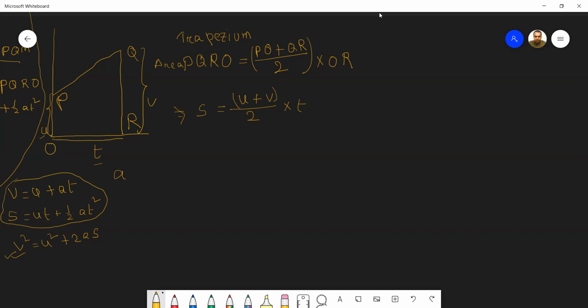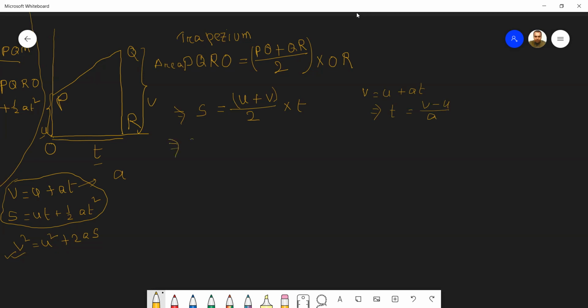So now what can we do next? Let us substitute the value of T from the first equation, okay? So first equation, let me write it here. V is equal to U plus AT. So what will be the value of T from here? That will be V minus U divided by A, okay? V minus U divided by A, that will be the value of T.